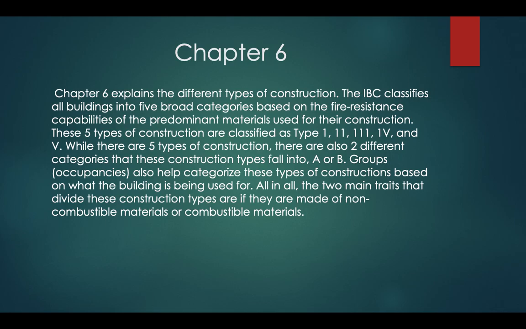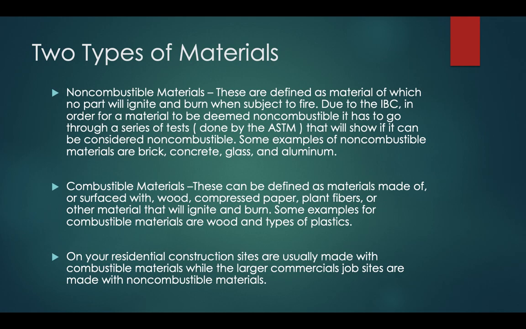So all in all, the 2 main traits that divide these construction types are if the materials are made out of non-combustible or combustible materials. And then there's 2 types of materials, so non-combustible materials. These are defined as materials of which no part will ignite and burn when subject to fire. Due to the IBC, in order for a material to be deemed non-combustible, it has to go through a series of tests done by the ASTM that will show if it can be considered non-combustible. Some examples of non-combustible can be things such as brick, concrete, glass, and aluminum.